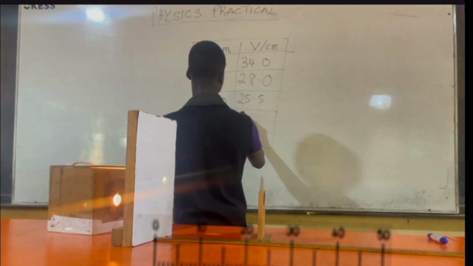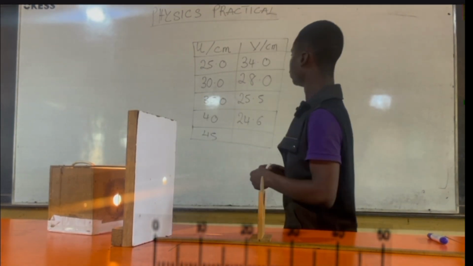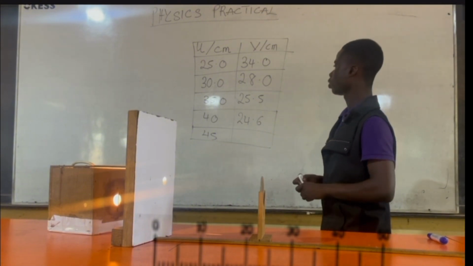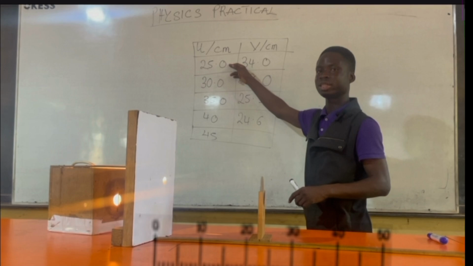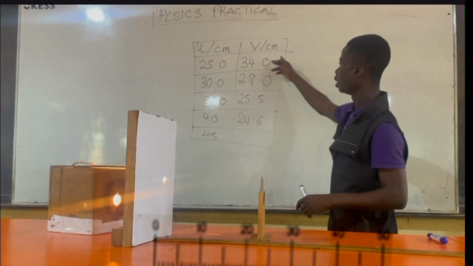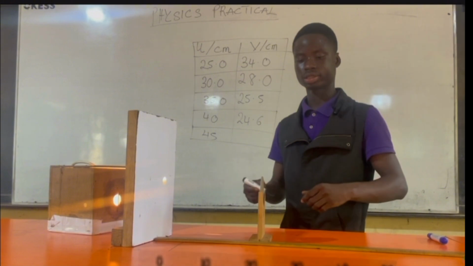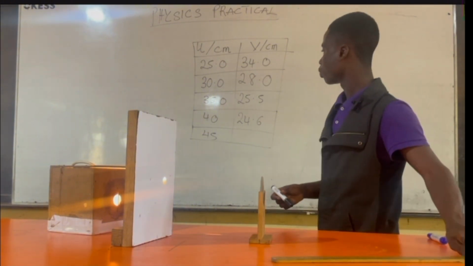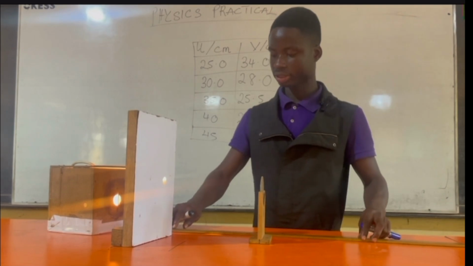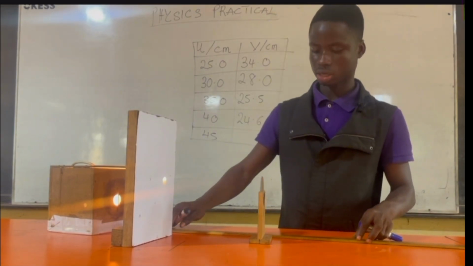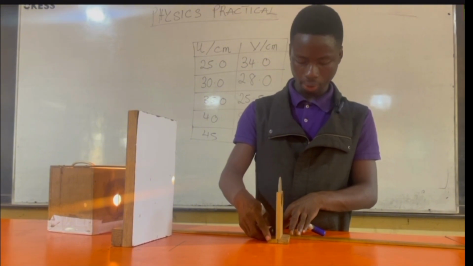So 24.6 centimeters. So it's following the same trend. As the object distance increases, the image distance decreases. That's the trend. We proceed with our last value, which is 45. We set our U, the object distance, to 45.